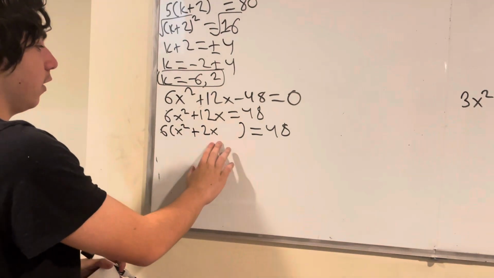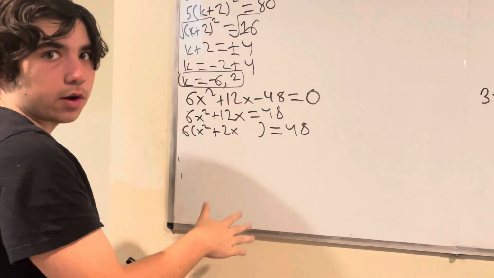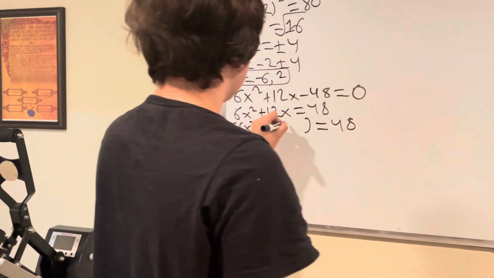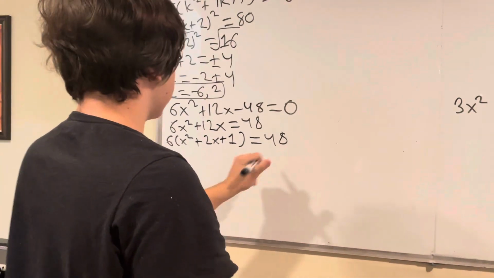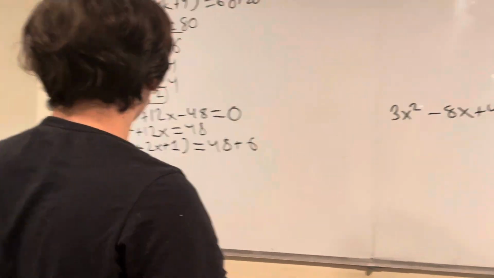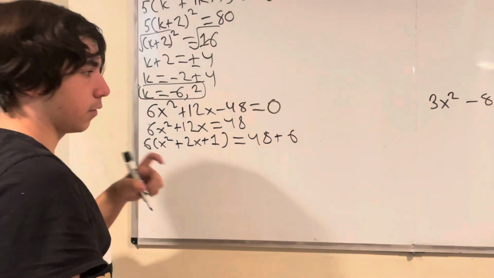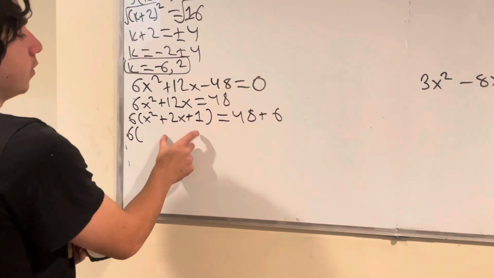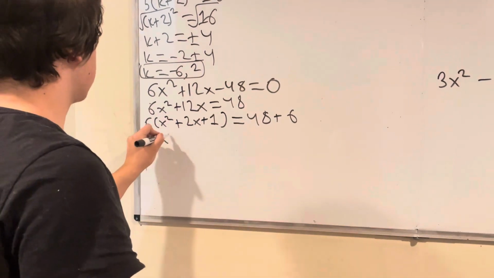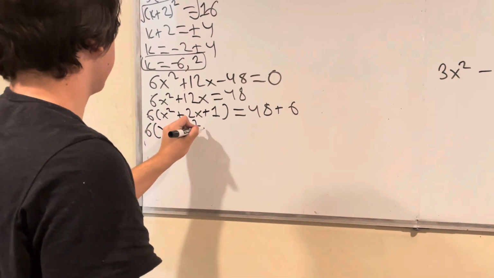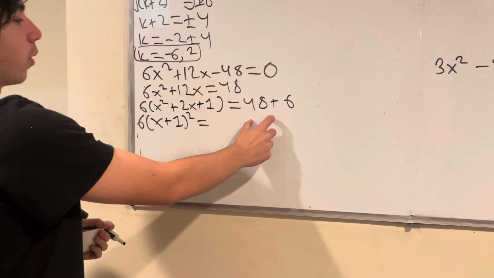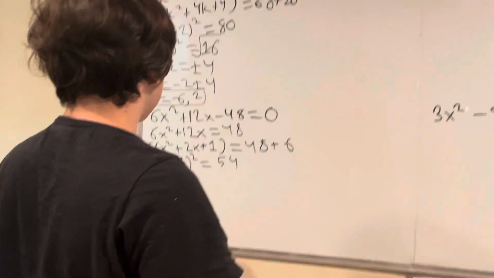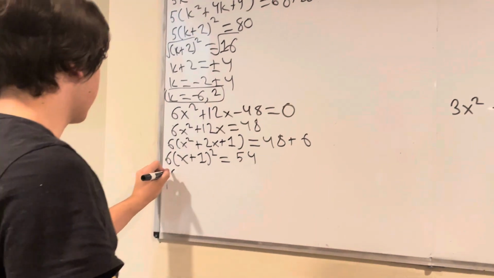And then I take this coefficient, divide by 2, and square it. 2 divided by 2 is 1. 1 squared is 1. So we add the 1. But we add a 6 here, because 6 times 1 is 6. So I get 6 times, this factors as a perfect square trinomial, x plus 1 squared is equal to 48 plus 6, which is 54. If I divide both sides of the equation by 6, I get that x plus 1 squared is 9.